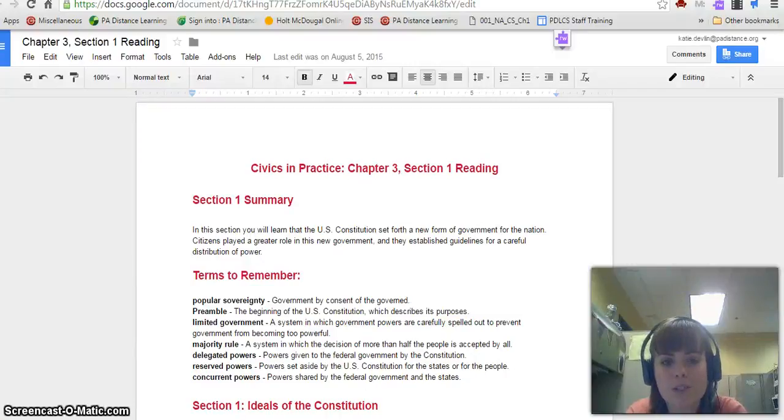This is a reading for Chapter 3, Section 1 summary for 7th grade social studies. Section 1 Summary. In this section, you will learn that the United States Constitution sets forth a new form of government for the nation. Citizens played a greater role in this new government, and they established guidelines for a careful distribution of power. Here are some terms to remember.